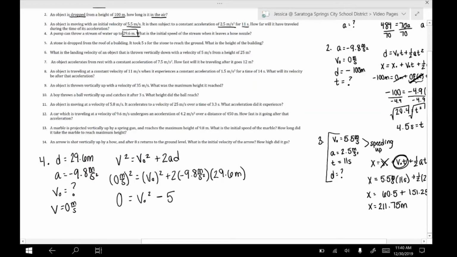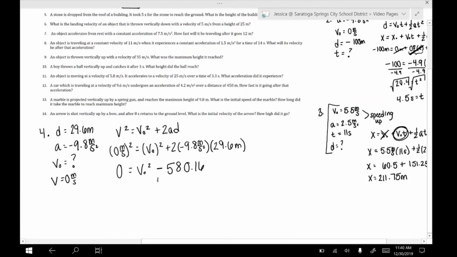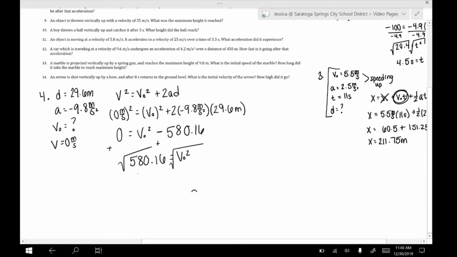so that's 580.16. So I'm going to add that to both sides, so I get 580.16 is v0 squared. Square root both sides. So I do that, and I take the square root of 580.16. We get an initial velocity of 24.0865.